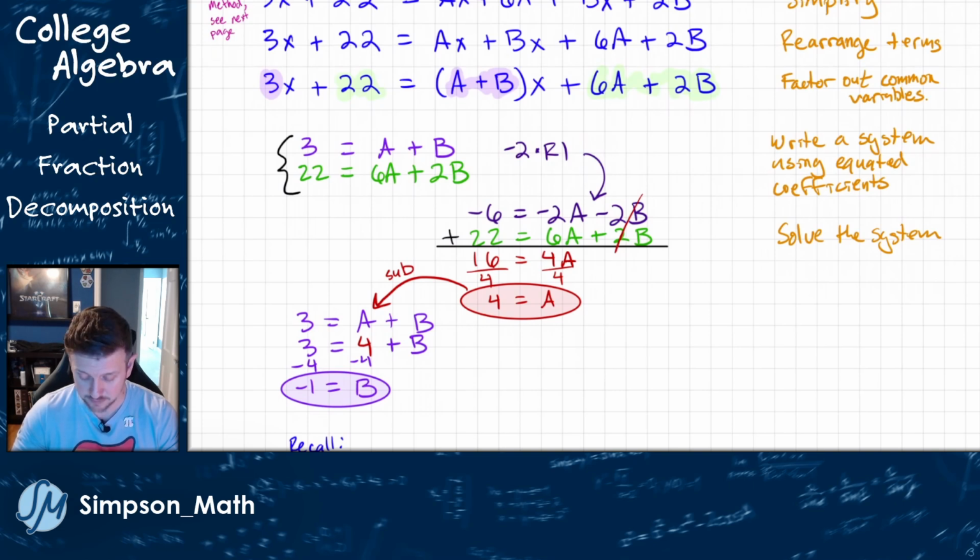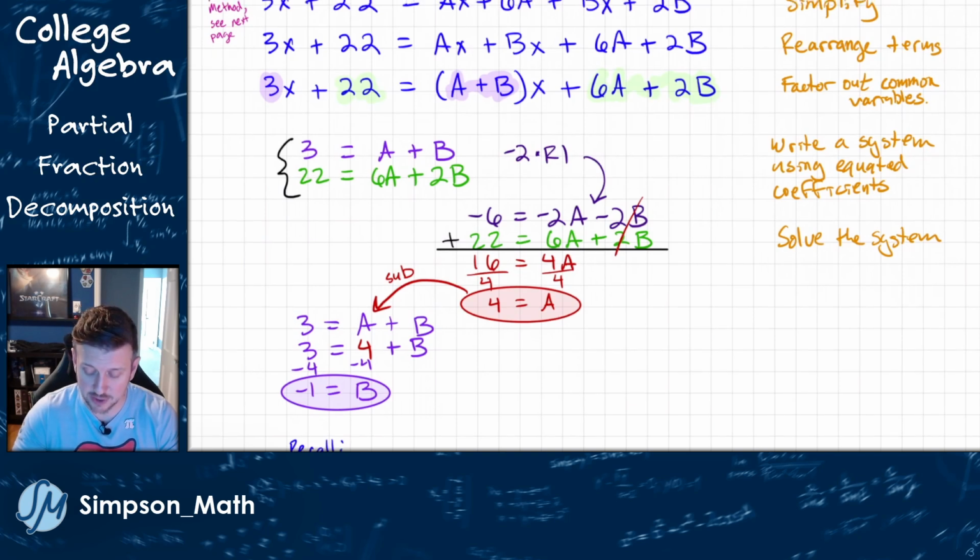So I could do substitution, but here I'm going to do elimination. I'm going to multiply this top equation, so I'm doing negative 2 times row 1, sticking it here. And I chose that to attack the b's. I want the b's to go away. I could attack the a's, but the b's would make smaller numbers. So multiply the entire top equation by negative 2.